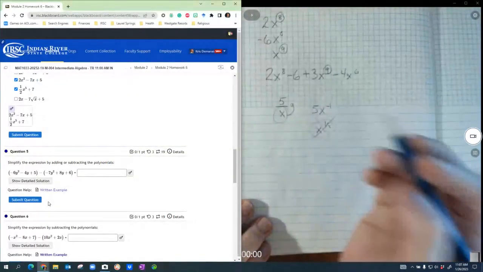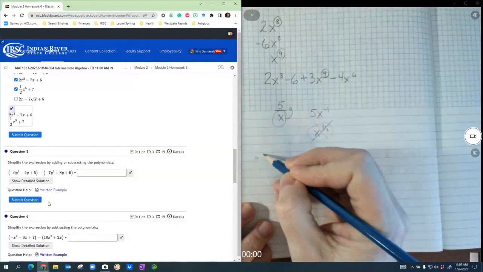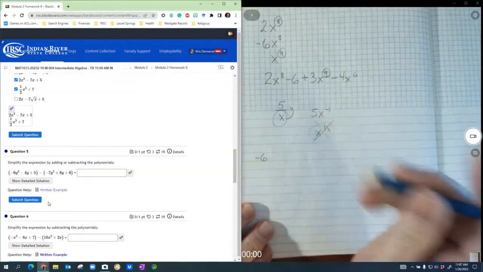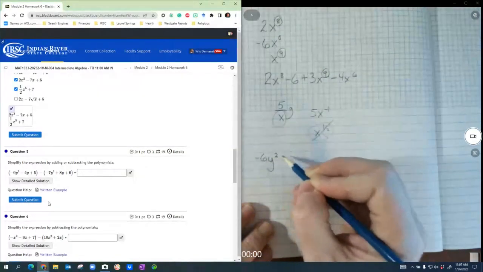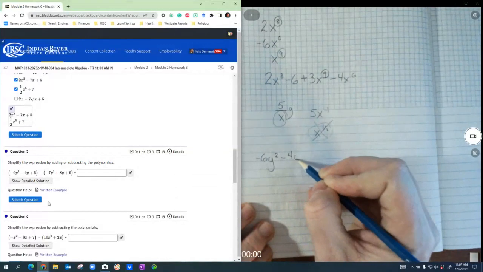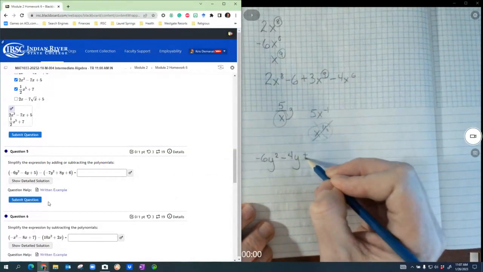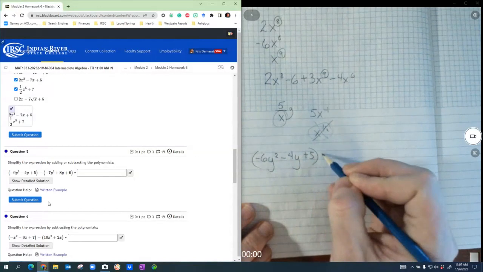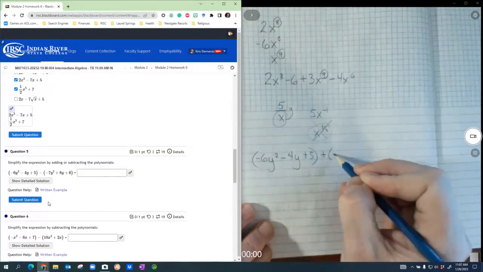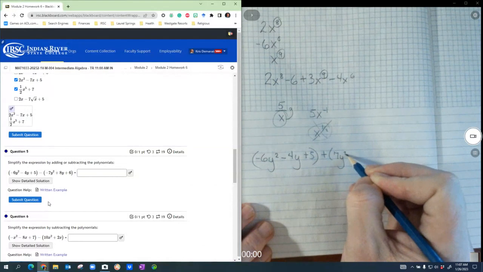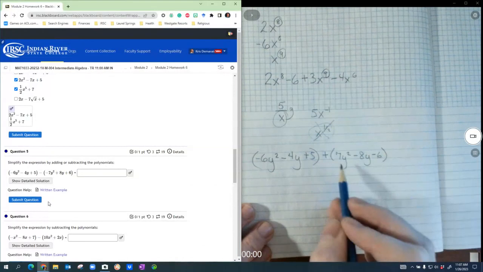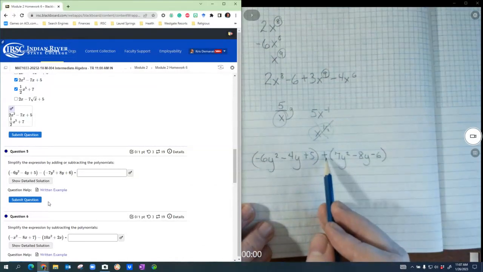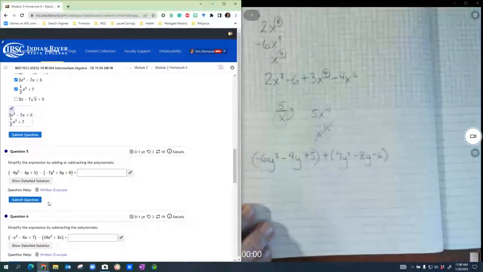Now, when we're talking about simplifying expressions and adding and subtracting polynomials, we're looking at combining like terms. Whenever you have a negative sign in front of a grouping like this, we want to switch it from subtraction to addition, and then switch the sign of the second grouping. So we have this. What did I do? I just took the negative sign, which is subtraction, changed it to addition, and switched the sign of the second grouping.